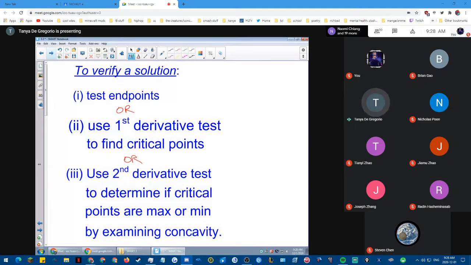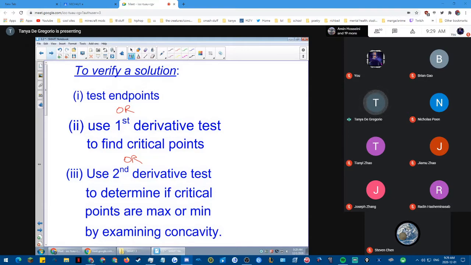So to verify a solution, test endpoints if necessary, or you can use the first derivative test to find your critical point, or you can use what's called a second derivative test to determine if critical points are a maximum or minimum by examining concavity. These are all concepts that we're going to learn eventually, so you don't need to learn them now. But I just want you to know that there are many ways to determine whether a value is a max or not.